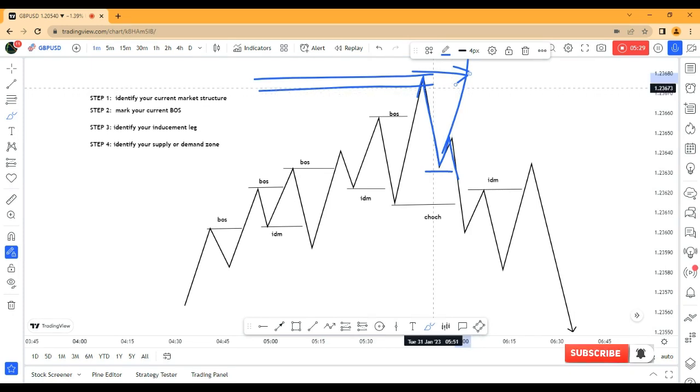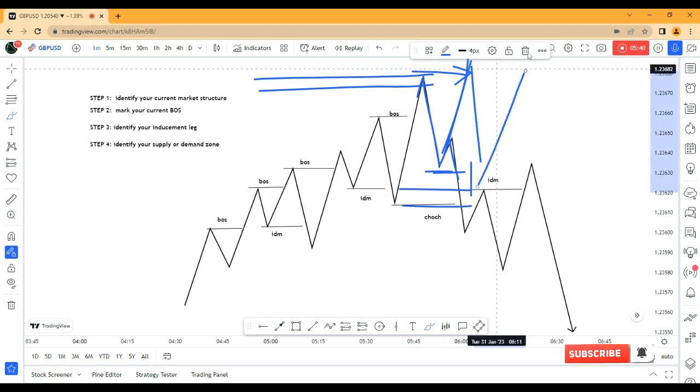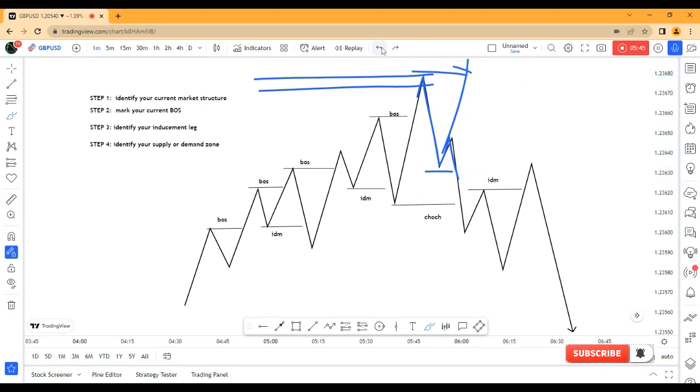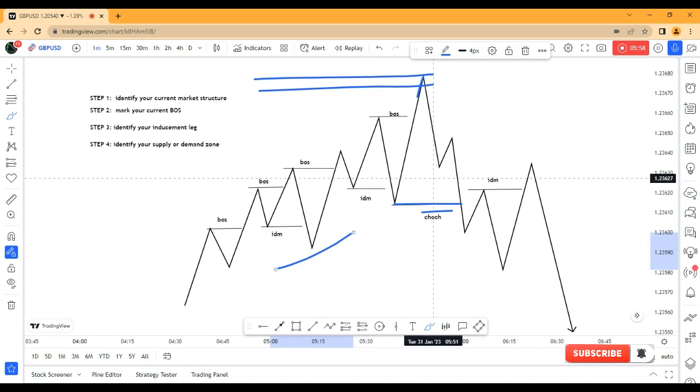Okay, so if this move broke this structure, then we would have marked here as our inducement leg and be anticipating to take a position beneath here. All right, so when price tapped into the supply zone, it created this particular low. So when it breaks this particular low here, then price has now changed from the up move to the down move. So that's why you can see here we have a CHoCH here.